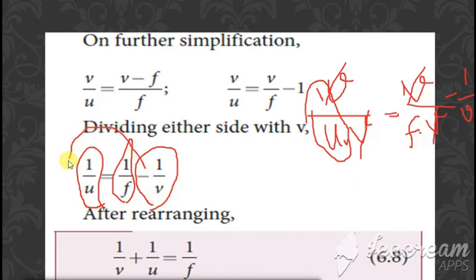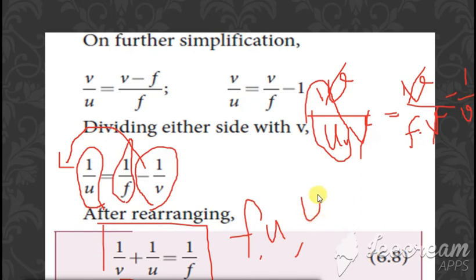Clear? Now bring this minus term to the other side, so the minus becomes plus. So 1 by V plus 1 by U is equal to 1 by F. This is the mirror equation which relates F, U and V. F is the focal length, V is the image distance, and U is the object distance. This relation is very important and will be used even for your problems. Clear?